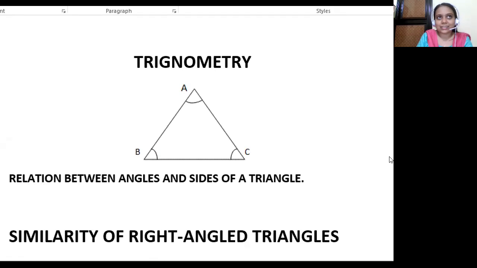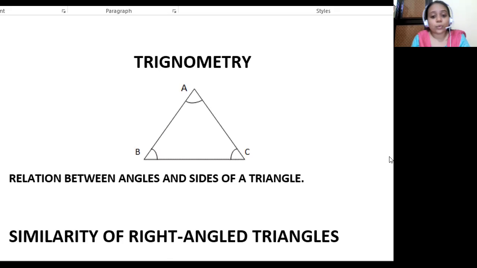But angles and sides are both different. So how can we equate? The angles are measured in degrees or radians and sides are lengths, which have numerical values. So how do we connect? There must be some functions that can equate these two. And these are nothing but trigonometric functions.